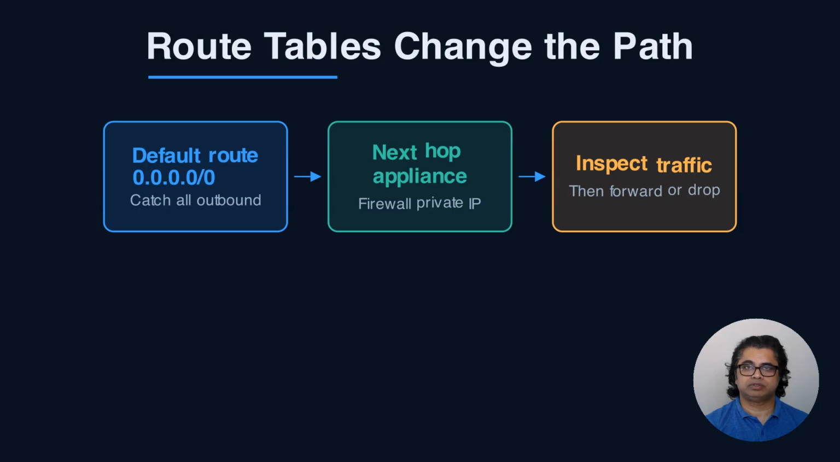You set a route for 0.0.0.0/0 with next hop type virtual appliance pointing at the firewall's private IP. Now all outbound internet traffic is inspected. You can also use the next hop type none to black hole a range or force on-premises traffic through a gateway. Route tables attach to subnets only, never to a NIC, and the most specific prefix wins.